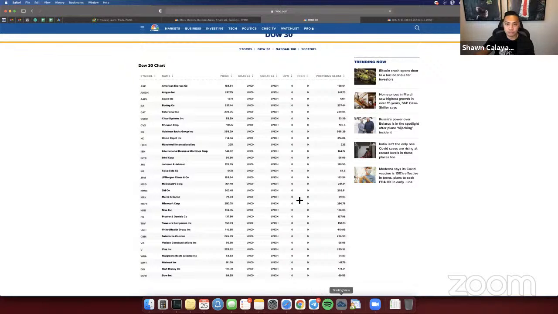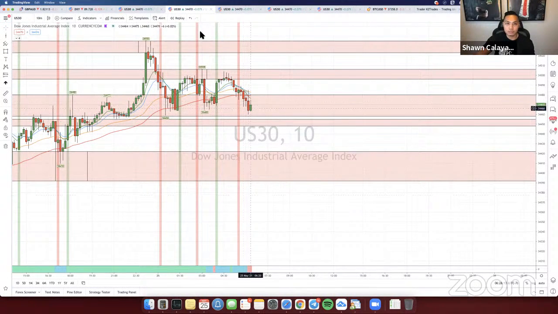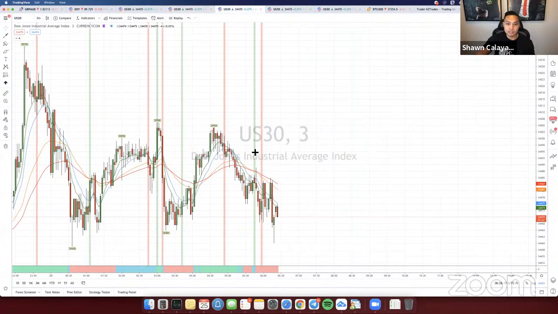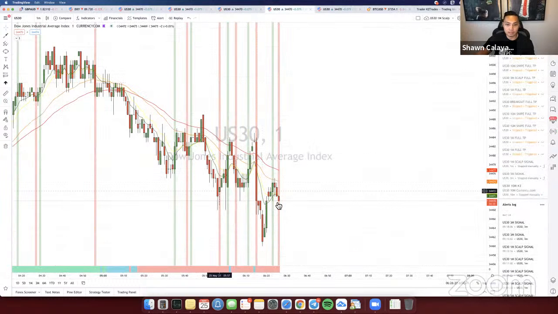Obviously, the technicals over here are showing a sell. This is a sell right here. You can see on the 10 minute, below the pivots, the trend meter is red. Same on the 3 minute, price is below the pivots, the trend meter is red. And lastly, on the 1 minute, it's below the pivots and there's a sell signal right there.